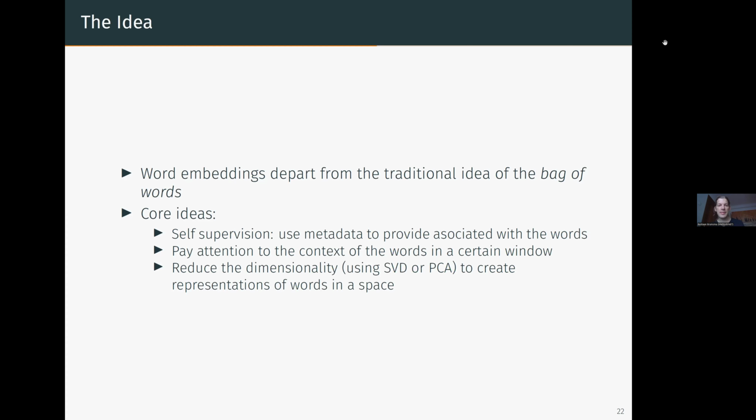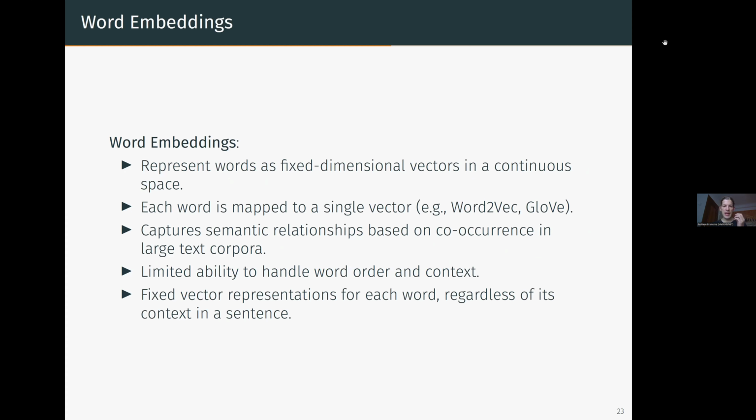And the third thing it is based upon is that we reduce the dimensionality of the text, which is basically all the words possible, using either singular value decomposition or principal component analysis, whatever you want, to create representations of words in a space. We will get to how this works later.